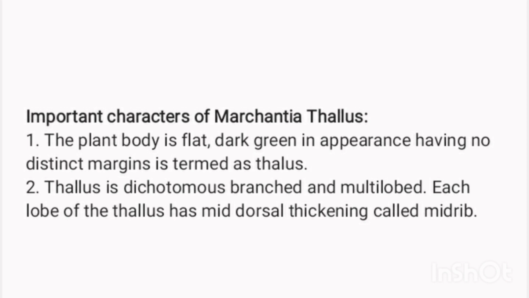Important characters of Marchantia thallus. 1. The plant body is flat, dark green in appearance, having no distinct margins, is termed as thallus. 2. Thallus is dichotomous, branched and multilobed. Each lobe of the thallus has mid-dorsal thickening called midrib.